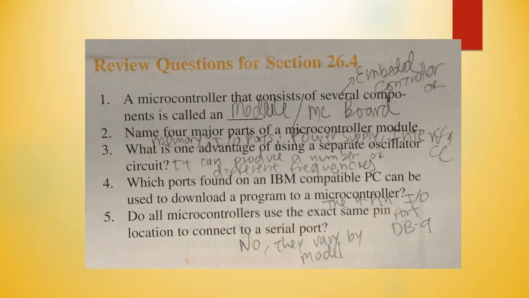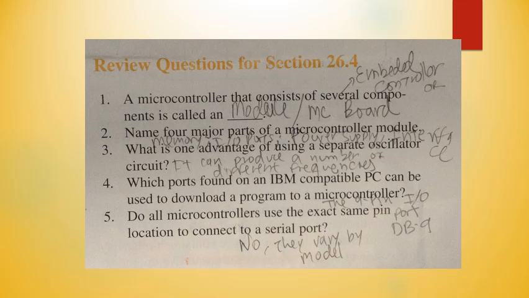Questions for section 26.4. 1. A microcontroller that consists of several components is called a module or embedded controller or an MC board. 2. Name 4 major parts of a microcontroller module. That is the memory, the I/O ports or input-output ports, the power supply, and the interface.